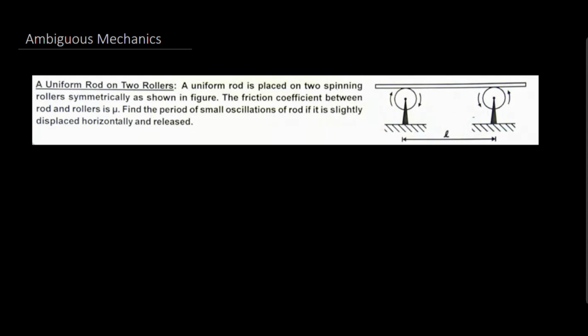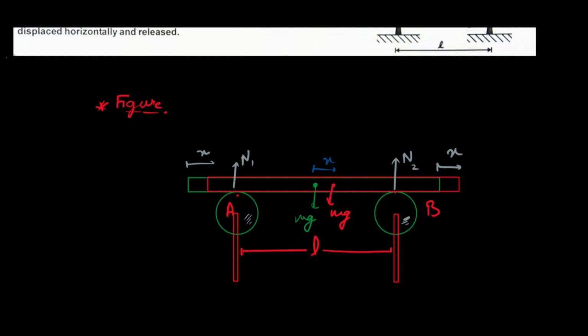Hi everyone, let us consider a typical problem on mechanics. Here we have a uniform rod placed between two spinning rollers symmetrically, which are separated by a distance of small l. The friction coefficient between the rollers and the rod is mu, and we need to find the time period of the small oscillations, or the omega, right? We do have the figure for the situation.